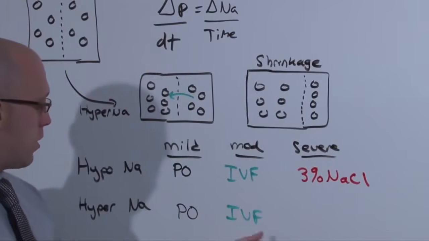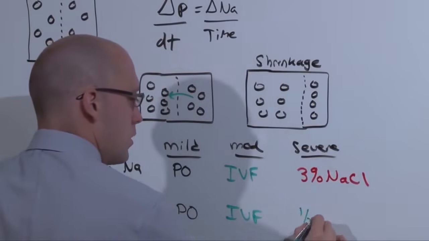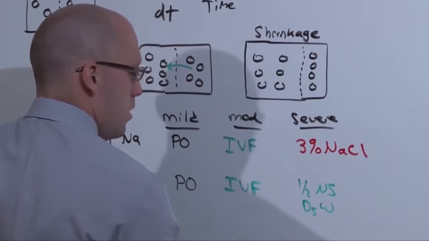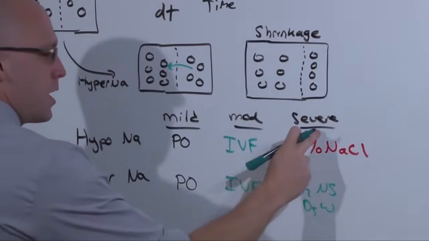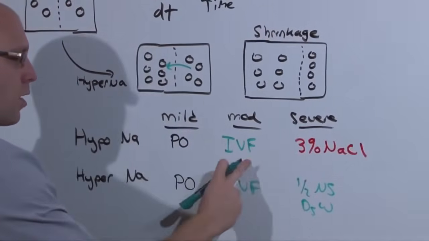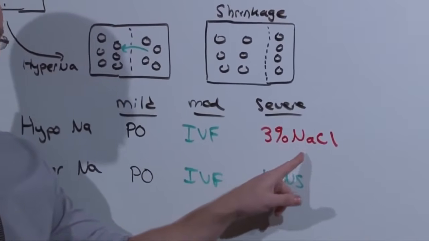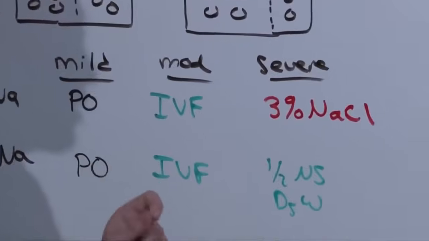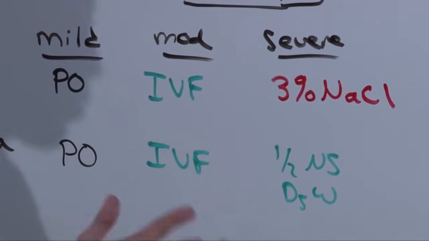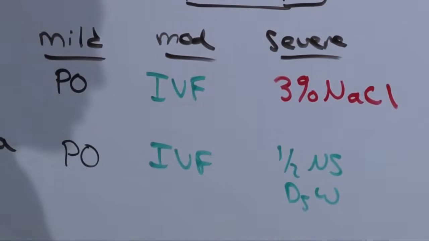For the case of severe hypernatremia, you can use half normal saline or D5 water. The only thing you're going to pay attention to is whether or not you use 3% sodium chloride. Whether they can do it PO or IV doesn't really matter, but you have to watch out for the person who has severe hyponatremia, as indicated by the number less than 110, or seizures, or coma. That person needs more rapid correction because the symptoms are so severe.